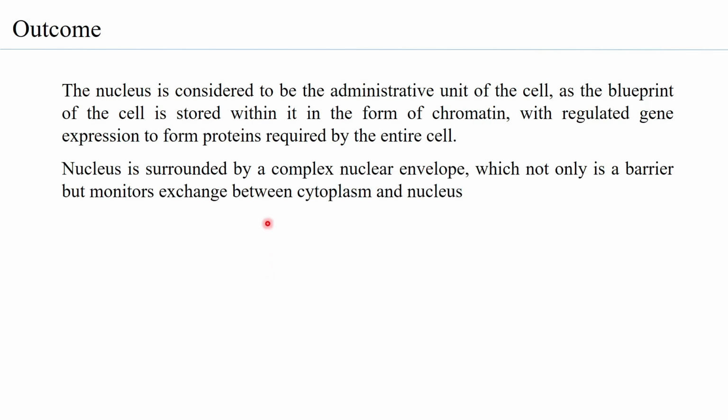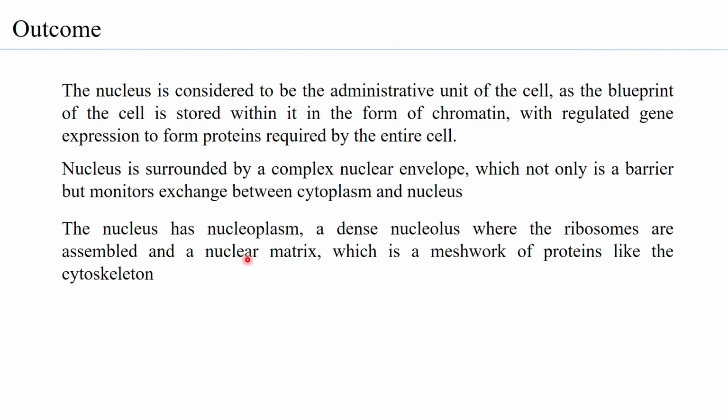The nucleus is surrounded by a complex nuclear envelope, which is not only a barrier, but also monitors the exchange between cytoplasm and nucleus. One of the major differences between eukaryotes and prokaryotes is that the DNA is protected by a nuclear envelope in eukaryotes, whereas in prokaryotes the nucleoid does not have an envelope around it.